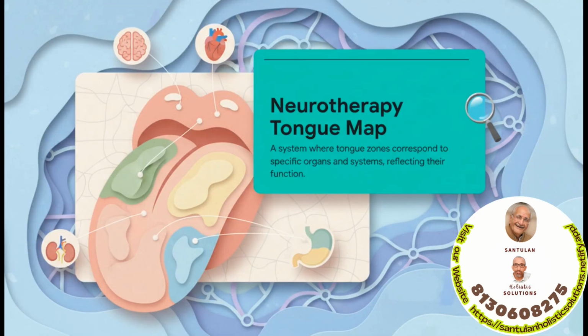So what is this map? Well, think of it as our foundational guide. It systematically overlays the body's neurotherapy points right onto the tongue. So every little bump, any coating or discoloration, it all has a specific location and a corresponding meaning. It gives us a really clear diagnostic framework.